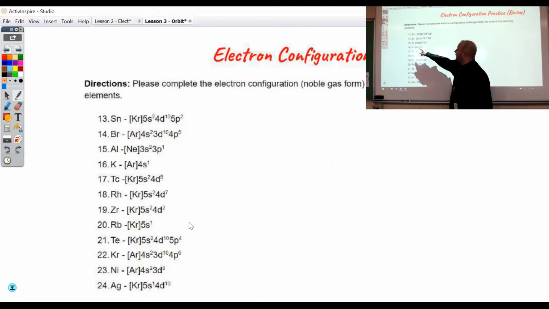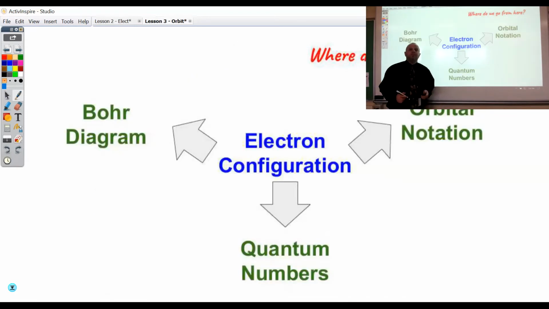So for example, if I'm looking at tin, I can't jump to 4d10, which would be silver. Instead, I can only jump to krypton and then continue from there: 5s2, 4d10, 5p2.